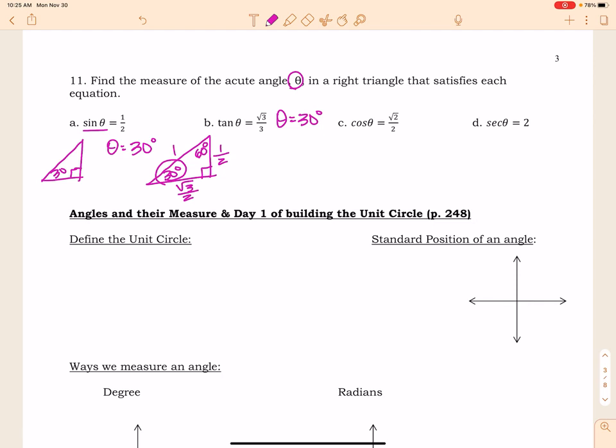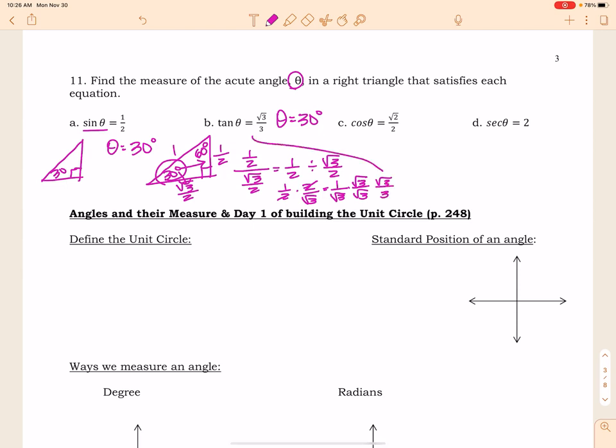Now, how do I know that? Well, if it's opposite over adjacent, this means 1/2 divided by radical 3 over 2, which means 1/2 times the reciprocal, and I end up with 1 over radical 3. Then when I rationalize the denominator, I end up with radical 3 over 3. That's how I know it's theta equals 30 degrees. Okay, so cosine theta is radical 2 over 2. That means that theta has to be 45 degrees, because that's my special right triangle that's a 45-45.